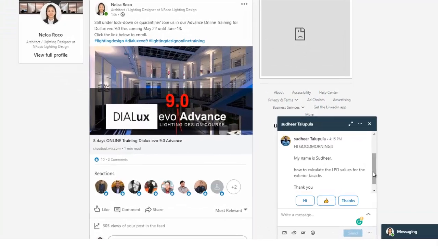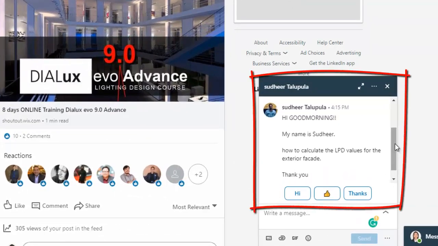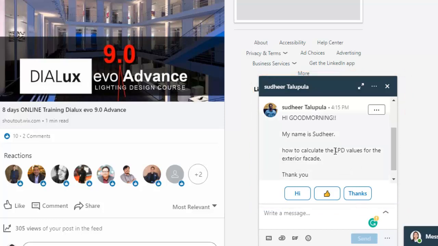His name is Hudir Kalukula. He said, "Hi, good morning. My name is Hudir. How to calculate the LPD values for the exterior facade? Thank you." Okay, so LPD means the lighting power density. So I think Sudhir is working for an American lighting design requirements because this LPD is mostly from ASHRAE.